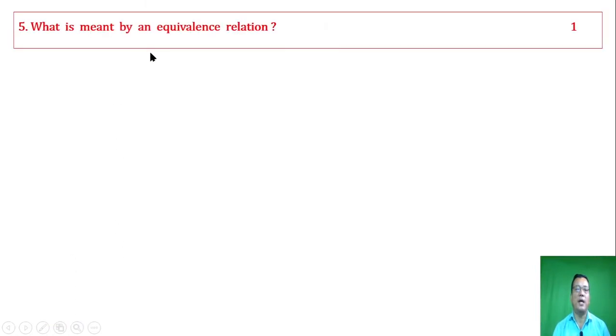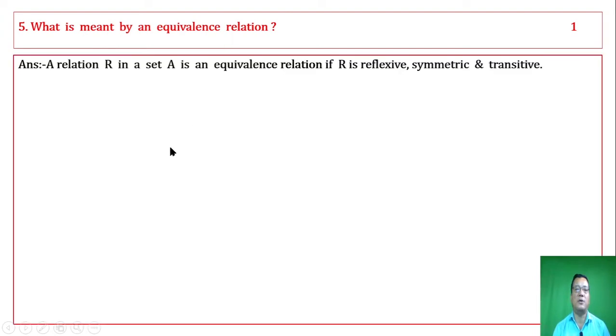What is meant by an equivalence relation? Equivalence relation I basically know. A relation R in a set A is an equivalence relation if R is reflexive, symmetric and transitive.